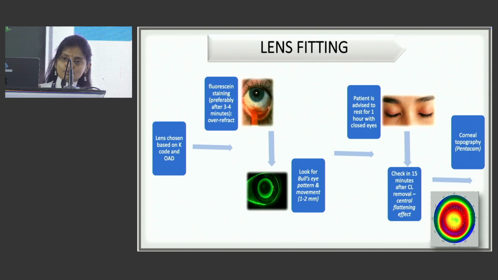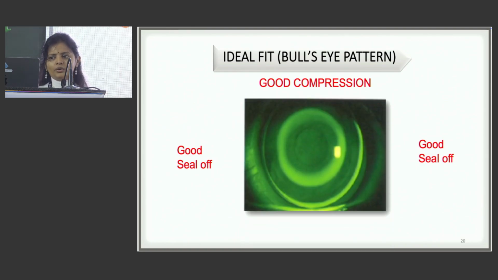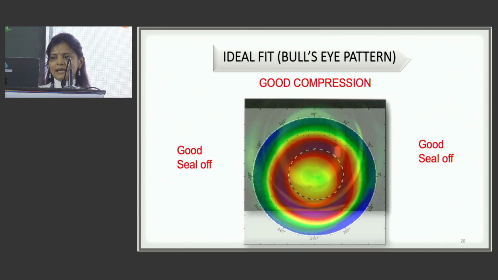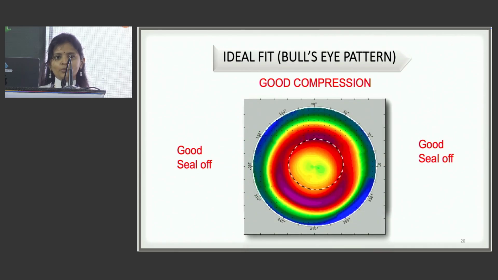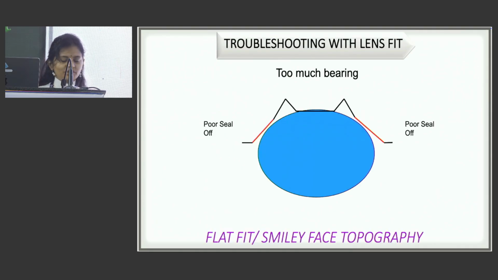After this 1 hour period, you repeat the Pentacam to see how much flattening you have achieved. You also do a fluorescein staining to see how much flattening you have achieved and see if the fit is ideal or not. So an ideal fit would be this. You can see a good bullseye pattern, and this is how the Pentacam would look when you repeat it after putting the ortho-K. Whenever there is an improper fit, you have to do some troubleshooting and see if there is a flat fit or a steep fit.